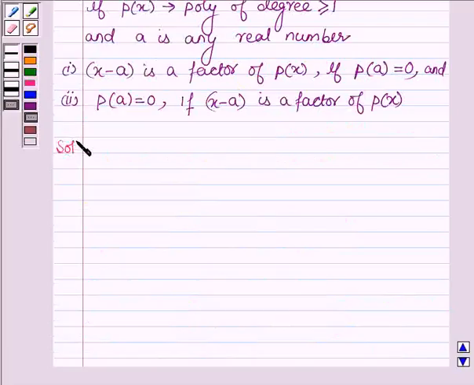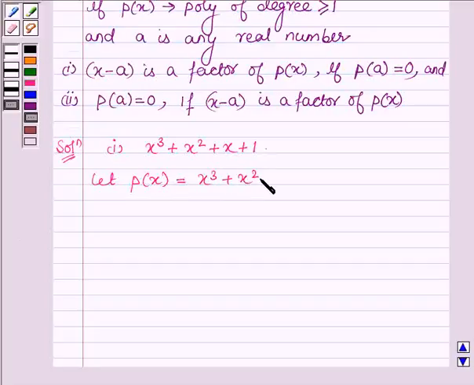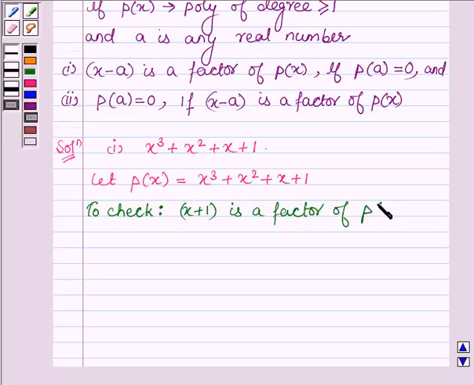Let us now start with the solution. And the first one is x cube plus x square plus x plus 1. So let us name this polynomial as P(x), which is equal to x cube plus x square plus x plus 1. And we have to check whether x plus 1 is a factor of P(x). That is, we have to check whether P(-1) is equal to 0 or not. If P(-1) comes 0, this implies x plus 1 is a factor of P(x). If P(-1) does not come 0, this implies it is not a factor of P(x).